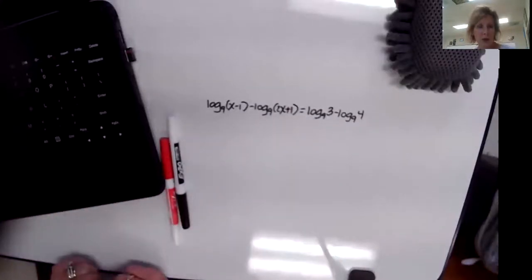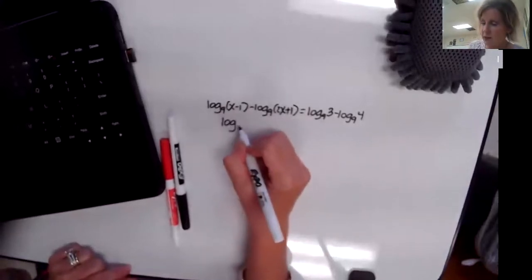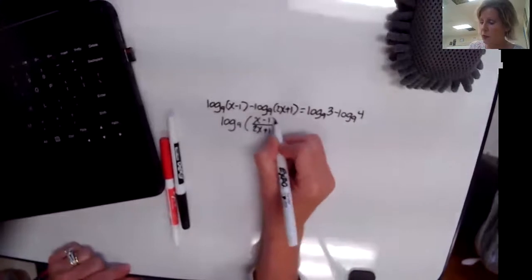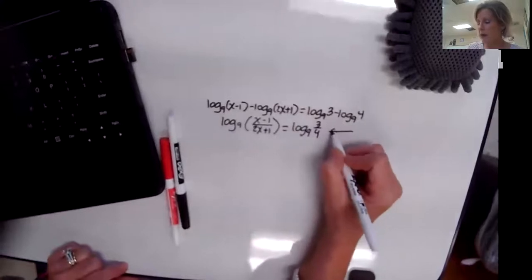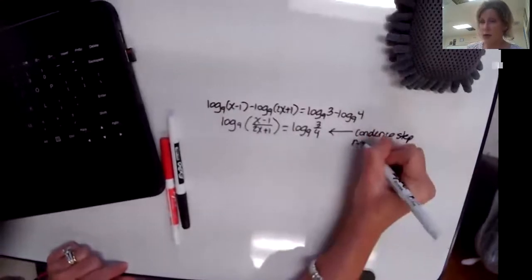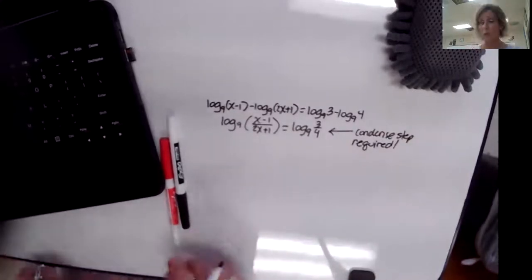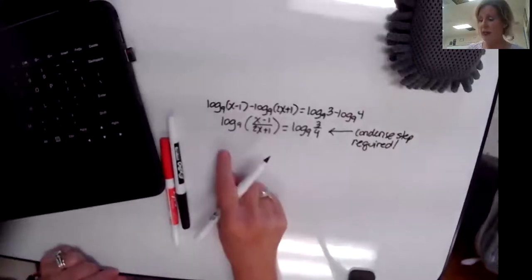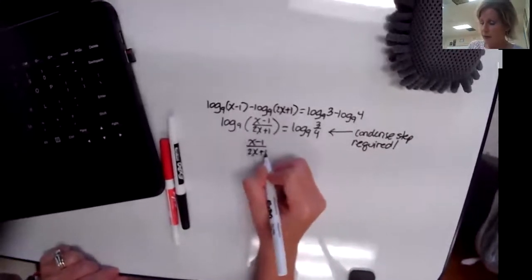Now here's another one that's going to be the same way. I can't have double or triple logs on one side of the equation, so I must condense. So log base 9 of the fraction x minus 1 over 2x plus 1 equals log base 9 of 3 over 4. Remember, guys, your condense step is required, all right? I won't give you full credit if you skip that step, because this is one concept that we condense and then we solve. So we solve by saying, oh, well, if log of this equals log of that, then this equals that.